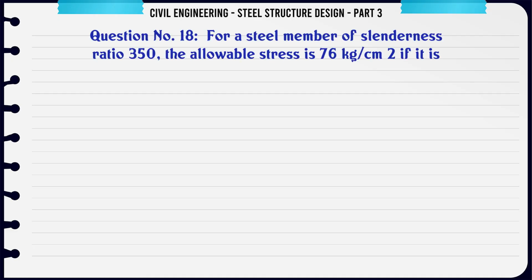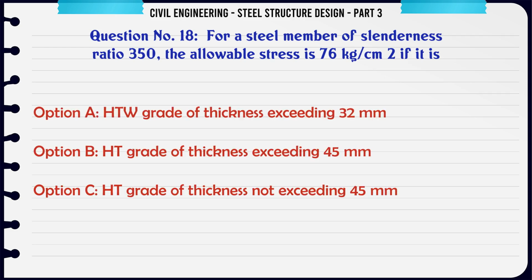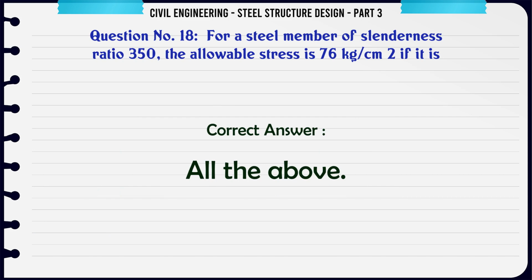For a steel member of slenderness ratio 350, the allowable stress is 76 kg/cm² if it is A. HTW grade of thickness exceeding 32 mm. B. HT grade of thickness exceeding 45 mm. C. HT grade of thickness not exceeding 45 mm. D. All the above. The correct answer is all the above.